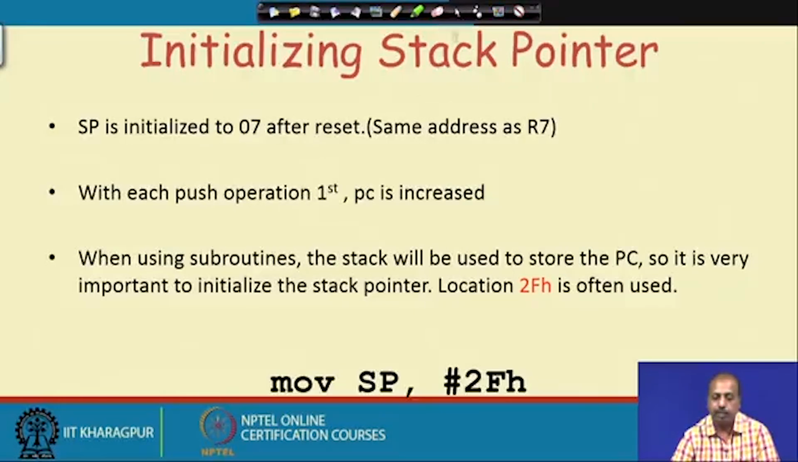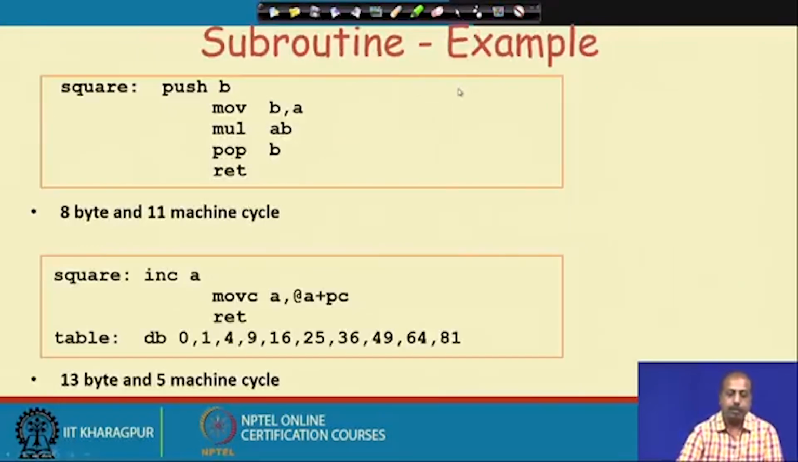Next we will see an example of a subroutine. Suppose we are writing a subroutine square. The square routine squares the number stored in the accumulator, and for that purpose it will use the multiplication instruction, mul AB, which multiplies A by B. Since the B register is being used by the subroutine, it is advisable that we first save the B register, because the main program from where you are calling this square subroutine may be using the B register also.